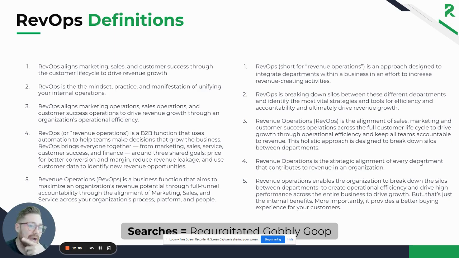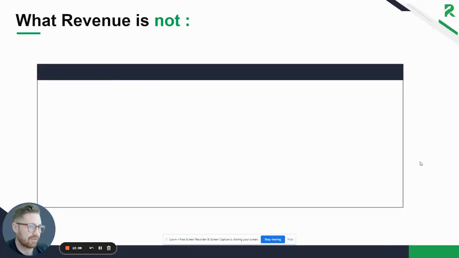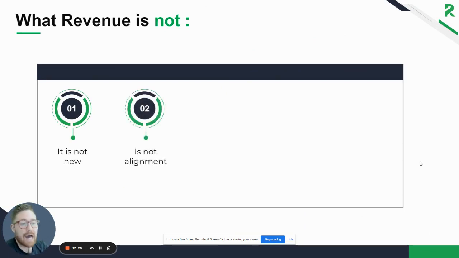So where do you go? How do you learn revenue operations? How do you define it? What is revenue operations? Let's start with some stuff, and some of these points we've been making. So number 1, revenue operations is not new. It's not new. It's not alignment. No, revenue operations is not alignment.